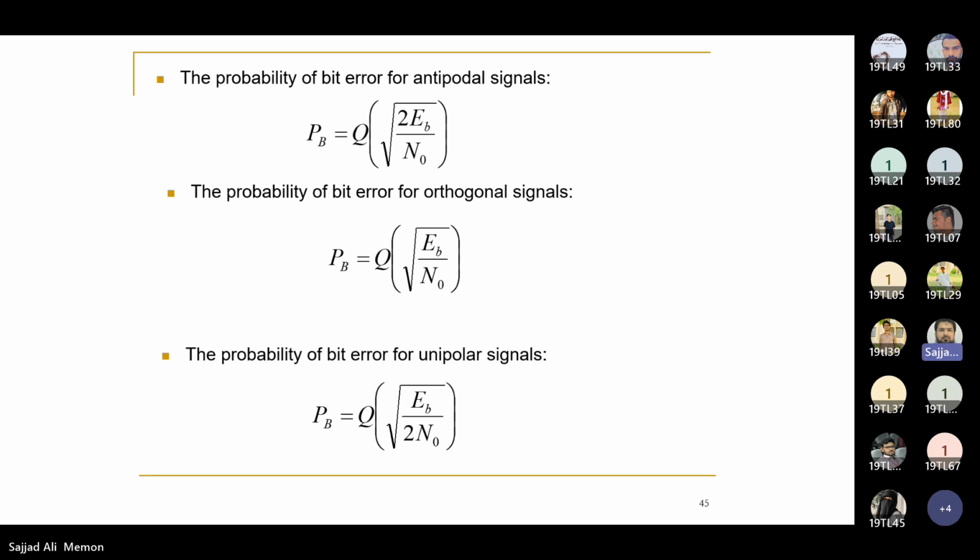Similarly, the probability of bit error for orthogonal signals is in terms of EB, because for antipodal signals it will be EB times (1 minus cos theta), and for orthogonal signals theta will be equal to 90 and cos theta is equal to 0. So 1 minus 0, that is 1. 1 will be multiplied with EB, so the equation will be Q function of the square root of EB by A naught. Same you can calculate for the unipolar signals, that is EB by 2 A naught.